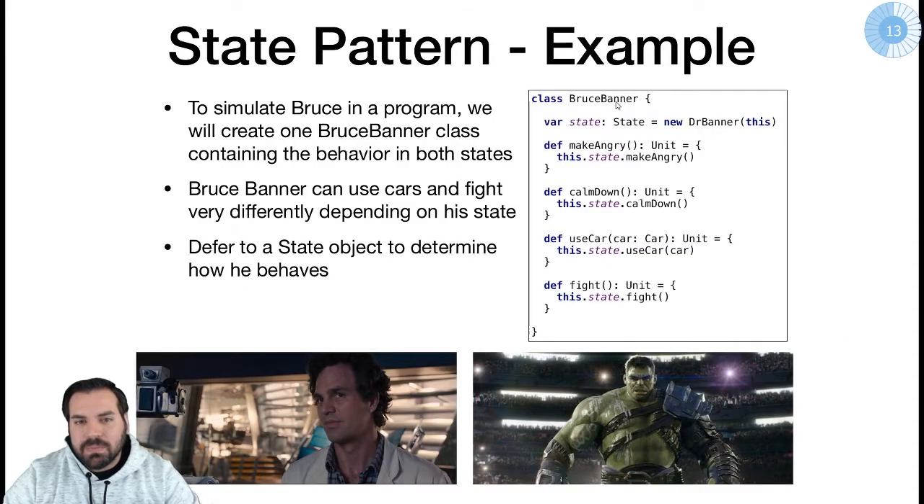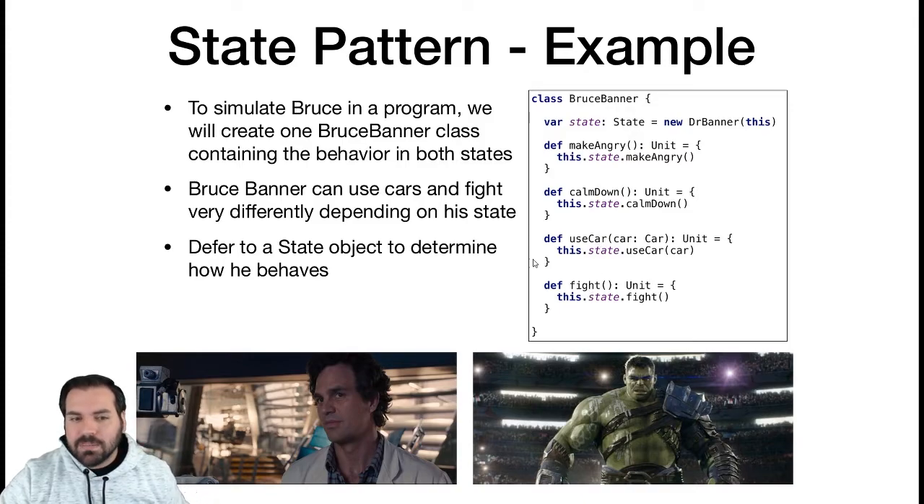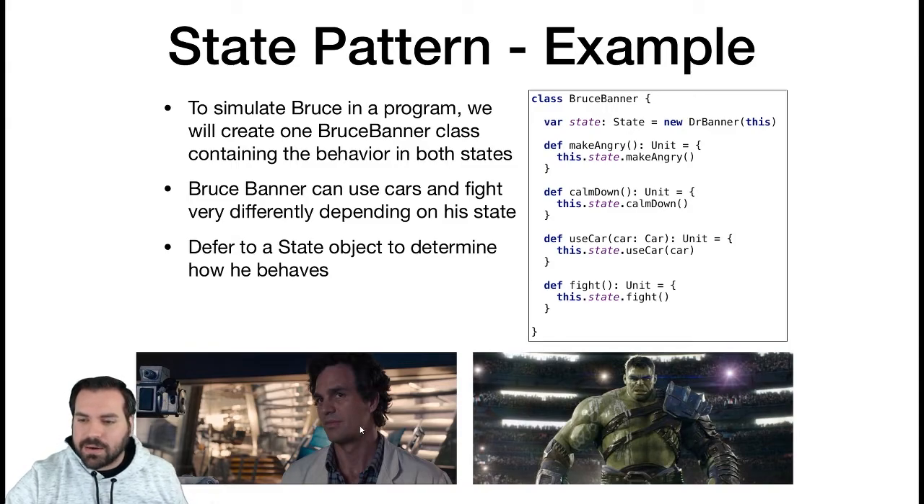So in the code, the Bruce Banner class is going to look like this. We're going to define the state class and the Dr. Banner class on the next slide, but this is what our Bruce Banner class is going to look like. We have 4 methods that we can call on Bruce Banner. We can either use a car. Dr. Banner can successfully use a car. Hulk cannot. Fight. Dr. Banner can't do well in a fight. The Hulk can. We can make him angry, which is going to transition Dr. Banner's state into the Hulk. And we can calm the Hulk down to transform him back into Dr. Banner.